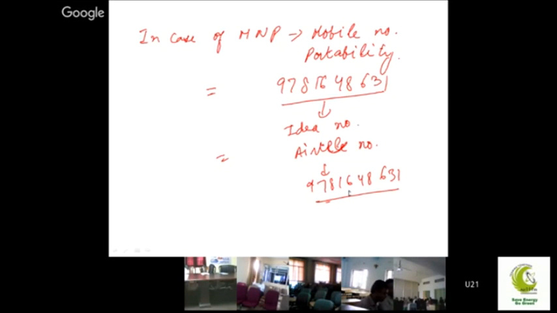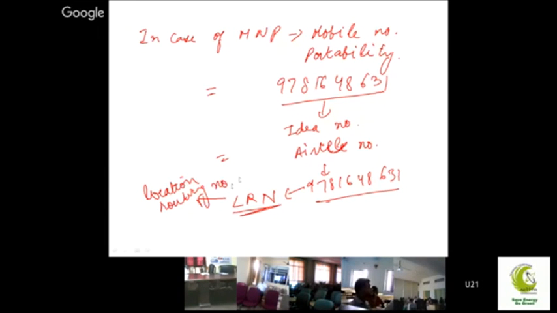What is in mobile number portability? Whenever my number is ported from one network to another network, there comes a location routing number. This is of 3 digits, and our mobile number was of 10 digits. Earlier my network was Idea, now I have switched to Airtel.